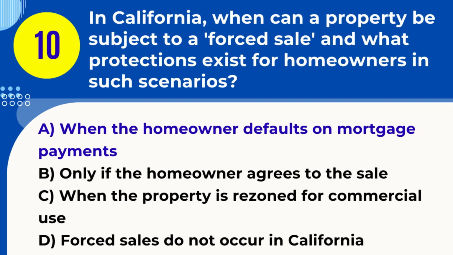Answer: A. When the homeowner defaults on mortgage payments. Explanation: in California, a property can be subject to a forced sale, typically through foreclosure, when the homeowner defaults on mortgage payments. Protections for homeowners include the legal foreclosure process, which offers certain rights and notices.